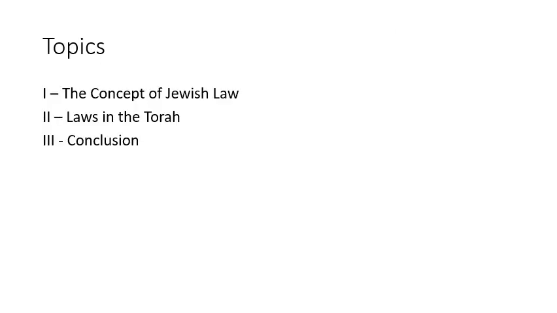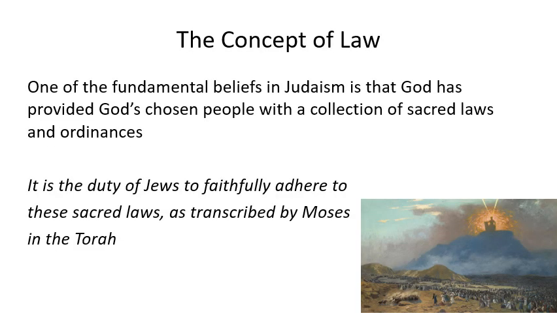So we will review the concept of Jewish law, we'll go over some examples of laws in the Torah, and then we'll end with some conclusions. One of the fundamental beliefs in Judaism is that God has provided God's chosen people with a collection of sacred laws and ordinances. In the Jewish tradition it is taught that it is the duty of Jews to faithfully adhere to these sacred laws as transcribed by Moses in the Torah.